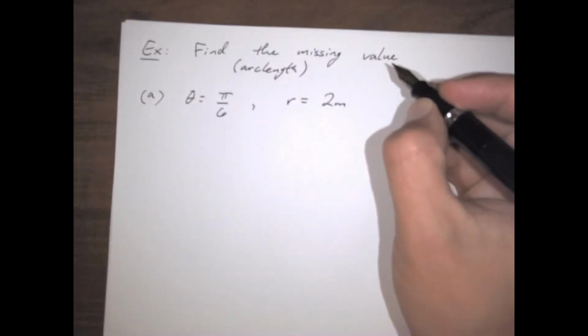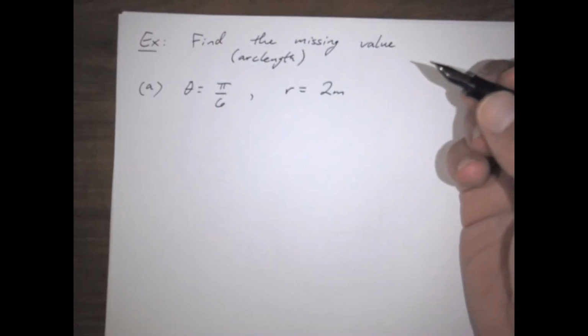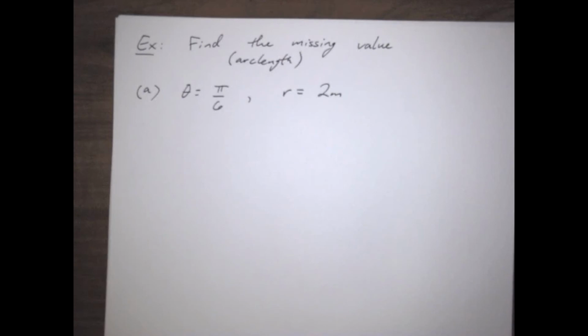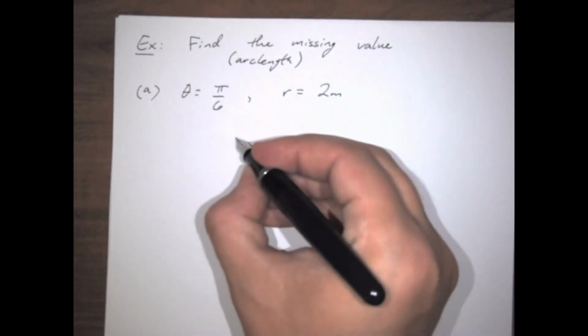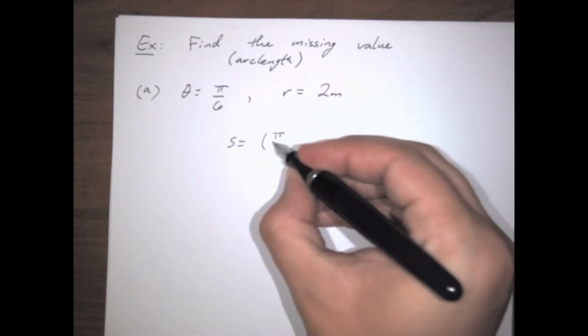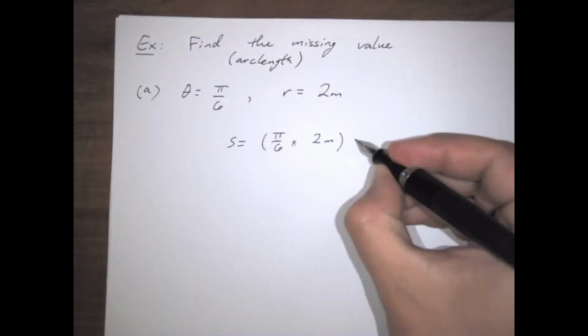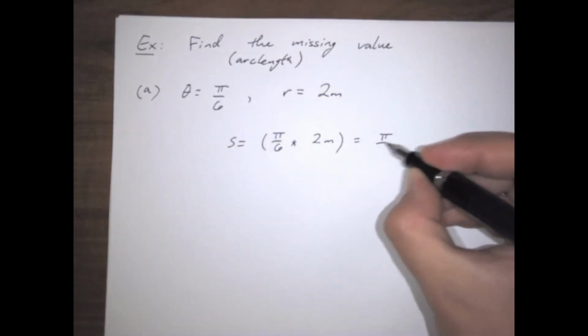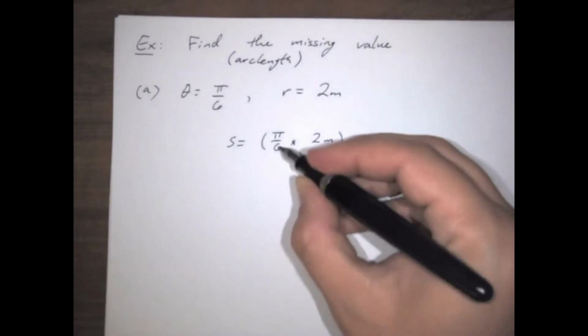So here, by the way, we should start having some units on our radius, because now we're talking about an actual length. So, okay, let's say that. All right, well then, S is equal to pi over 6 times 2 meters, which is equal to pi over 3 meters. Those would cancel a little bit.